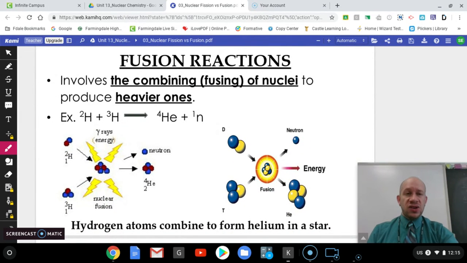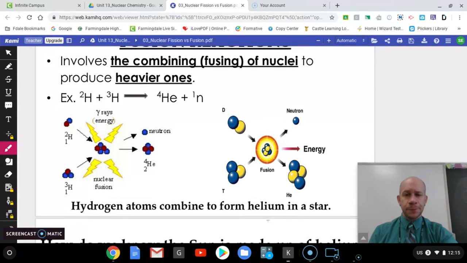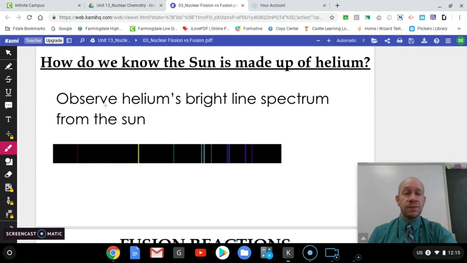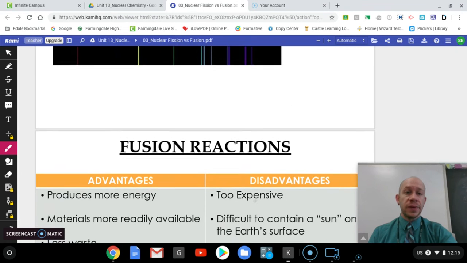Fusion reactions involve the combining or fusing of nuclei to produce heavier ones. So that's where I take two small nuclei and put them together to make a large one. This is what happens in the sun. So hydrogen atoms actually combine to form helium in a star. So how do we know the sun is made up of helium? Well, we look at the sun's bright line spectrum, and we can see that we get the pattern for helium.